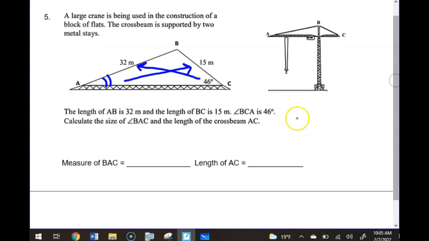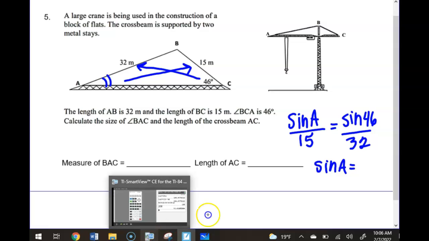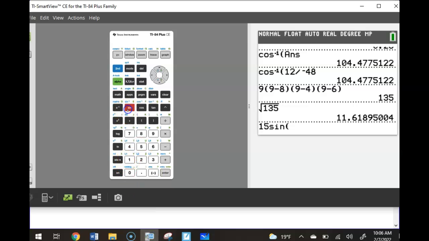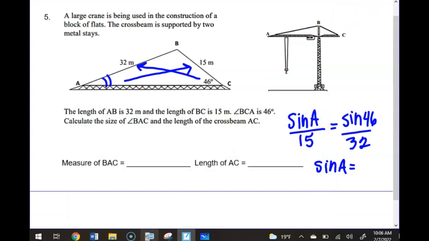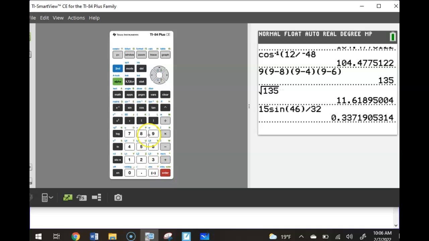Law of sines. So we're going to set up the sine of A is across from a side that's 15, in the same way the sine of 46 is across from a side that's 32. Okay, somebody cross multiply and divide. You're going to get a decimal. 15 times the sine of 46 divided by 32. And I got 0.3372. And that's the sine of the angle, right?